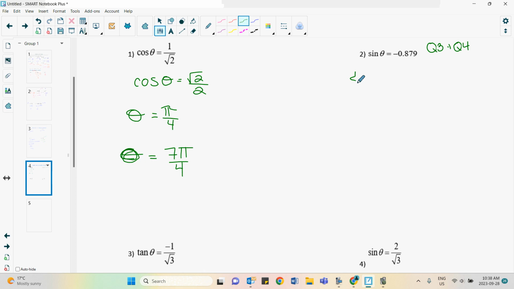Okay, I need you guys to drop the negative, make it a reference angle. We have to use our calculators because it's decimal. Make sure your calculator is in radians.